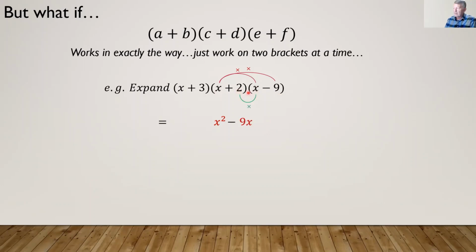Now we'll do the inside ones. 2 times x is plus 2x. And positive 2 times -9, positive negative is negative. And 2 times 9 is 18. All right. Can we simplify that at all? Look in the middle. Yes, we can. -9 plus 2. We can do that. And that becomes, bring down the x squared, minus 7x minus 18.